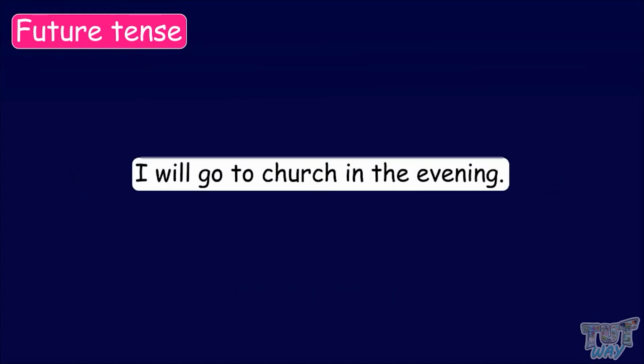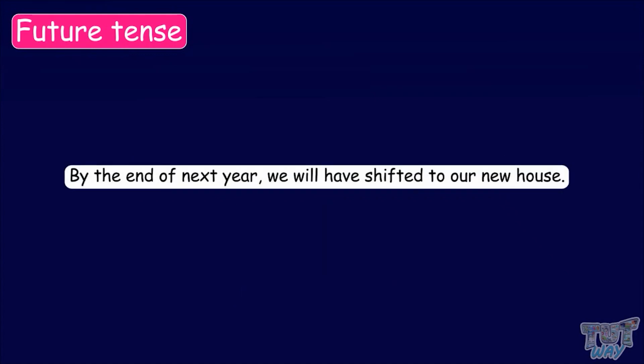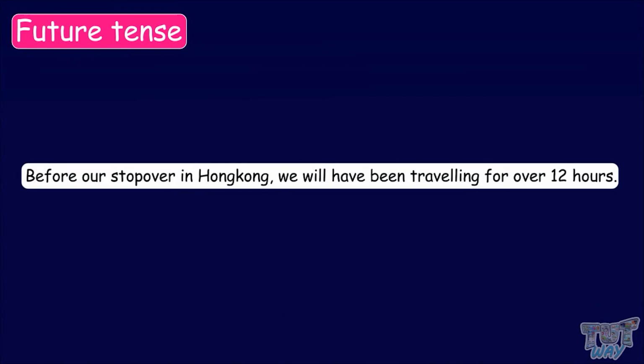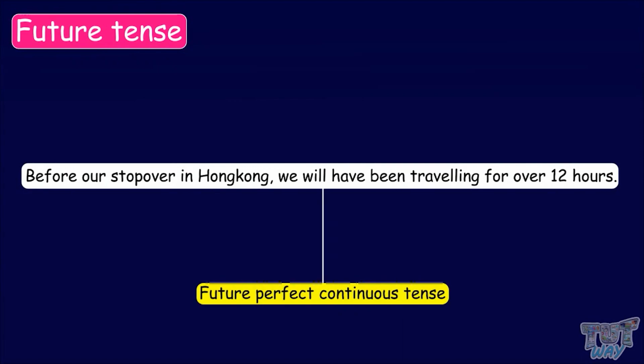I will go to church in the evening. Simple future tense. By the end of next year, we will have shifted to our new house. Future perfect tense. Before our stopover in Hong Kong, we will have been traveling for over 12 hours. Future perfect continuous tense. So friends, we learned so many examples, but you need more practice.